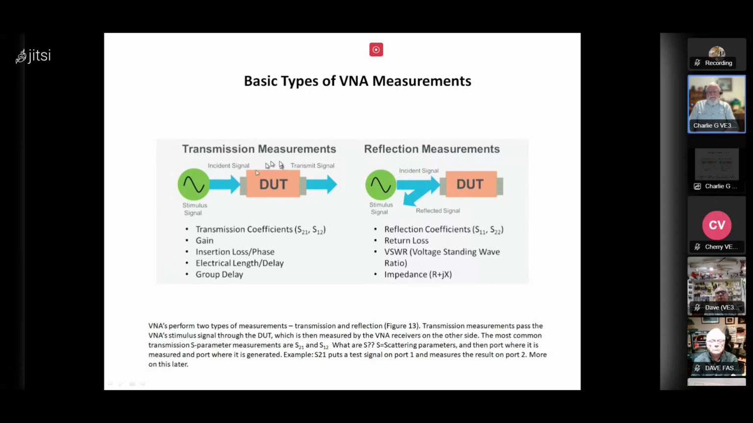So, for instance, if we look at this one up here, our signal goes in port 1 and we're measuring it on port 2, that would be an S21 measurement. S being scattering parameters, what we're measuring across through here, the first number being where we're looking at it, so port 2, and the second number being where the signal is going in, which is port 1.